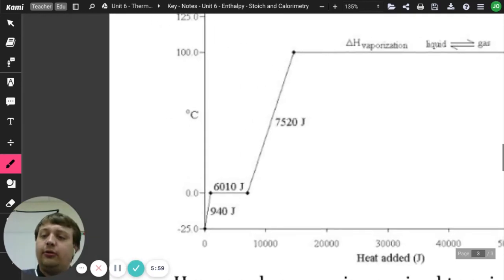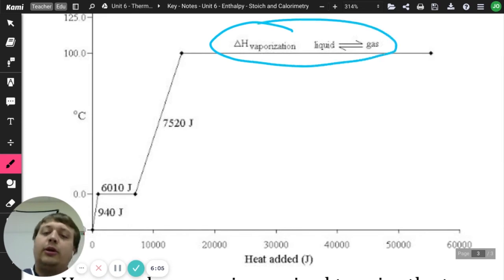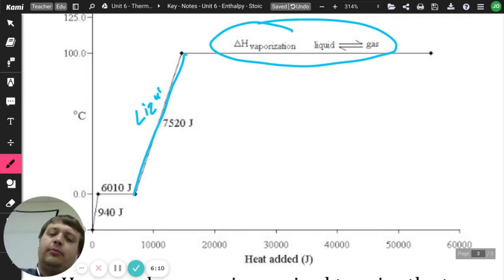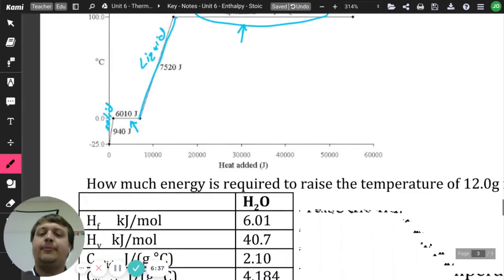So things to recognize on a heating curve, right here they tell us that this is going to be the change from liquid to gas, which tells me all of this right here is a liquid, and it is 100% liquid there. Whereas during this phase change, it's going to start off mostly liquid and end mostly gas. Okay? Well, if that's the liquid phase, then this would be my phase change of going from solid to liquid, or from liquid to solid, and then this would be 100% solid. Okay, so do keep that in mind.